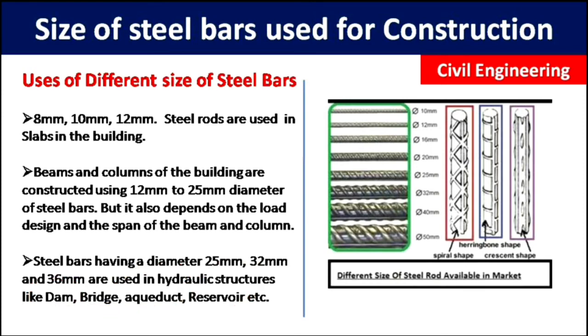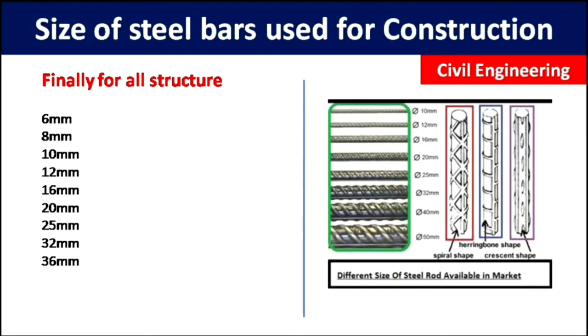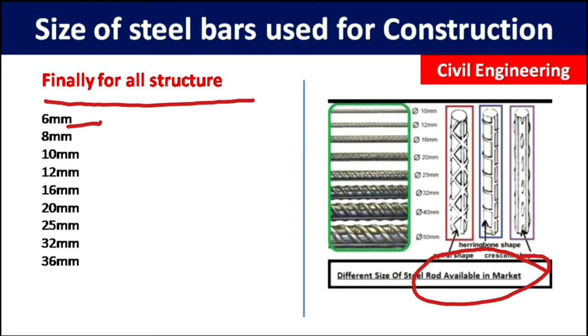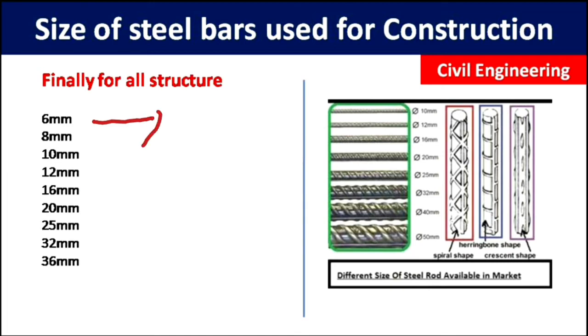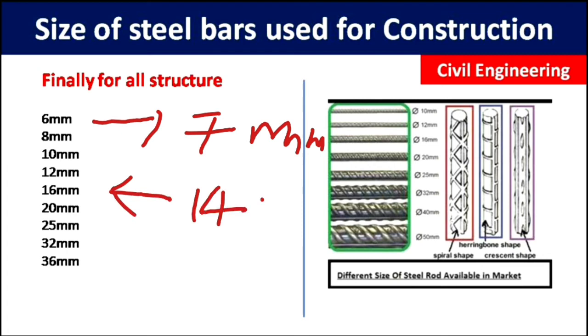The main point which we have to know is, finally, for all structures, the sizes of steel available in the market are what? 6 mm, 8 mm, 10 mm, 12 mm, 16 mm, 20 mm, 25 mm, 32 mm and 36 mm. We cannot find 7 mm steel rods in the market. We cannot find 14 mm steel rod in the market. We cannot get 18 mm steel rod in the market.